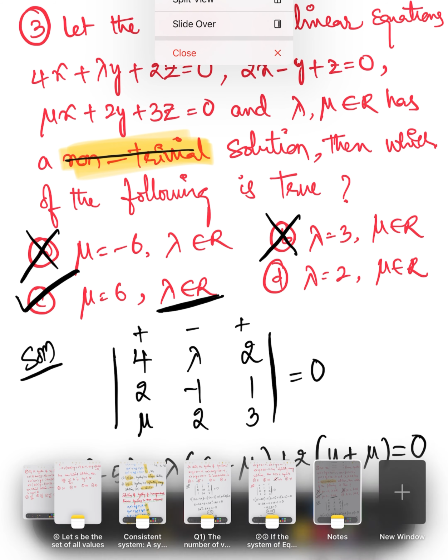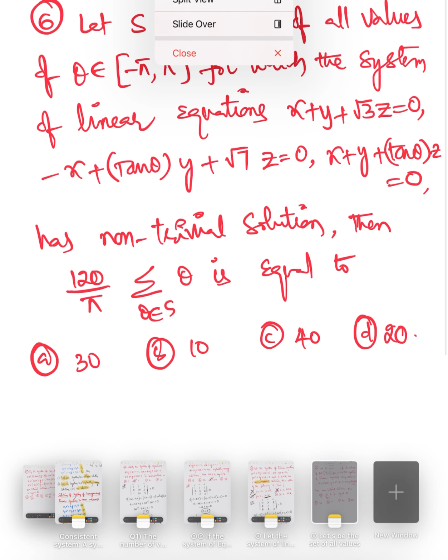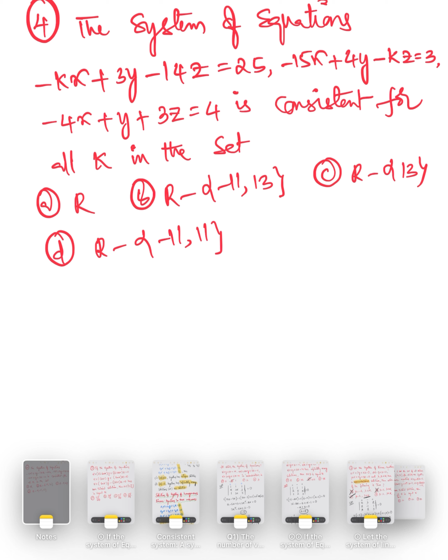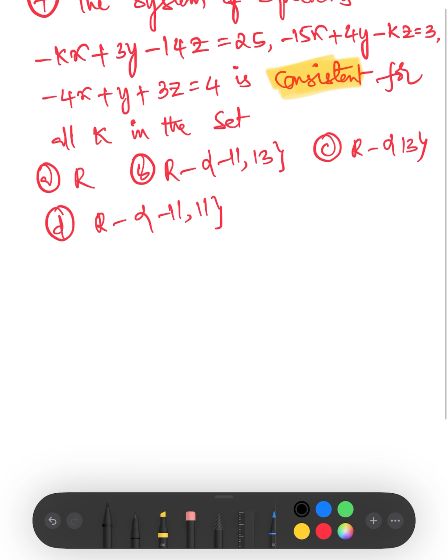Now move on to the next question. The system of equations, here also they gave 3 equations, is consistent. In case of consistent, here they use the word consistent, that det A is not equal to 0 clearly for all k in the set. We need to find the values of k to make the system of equations consistent.